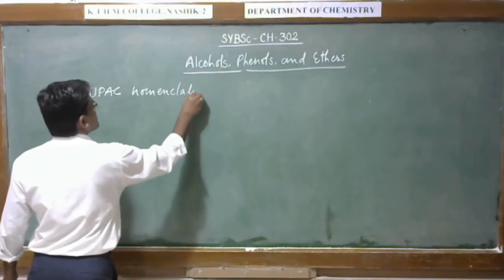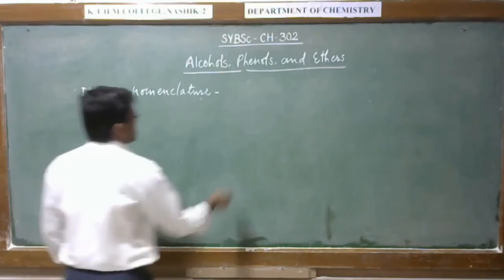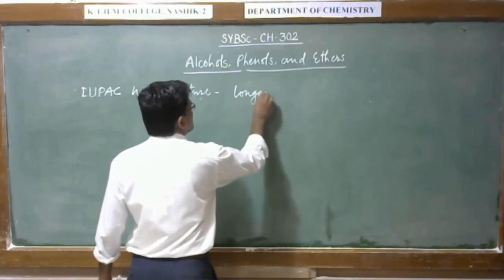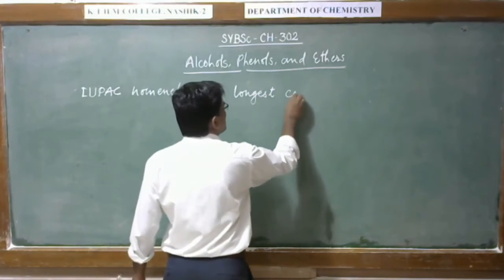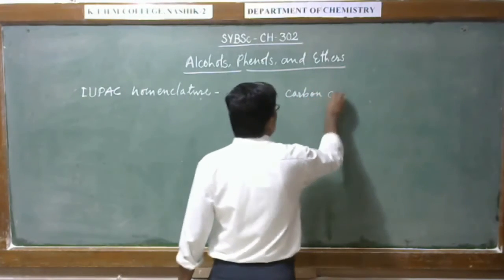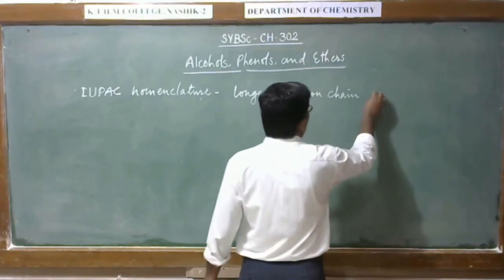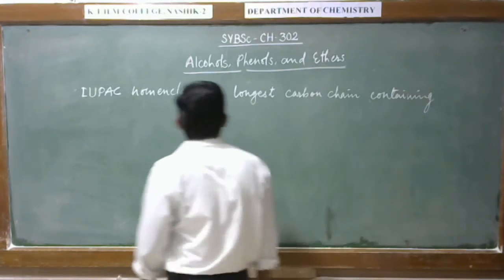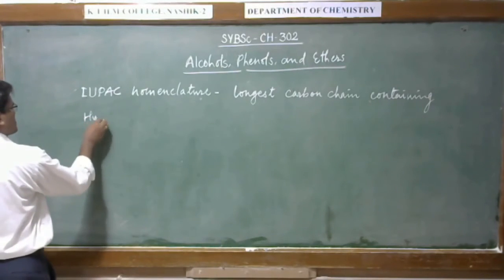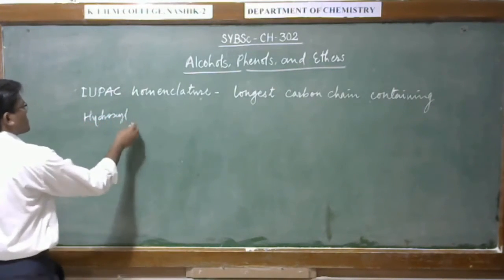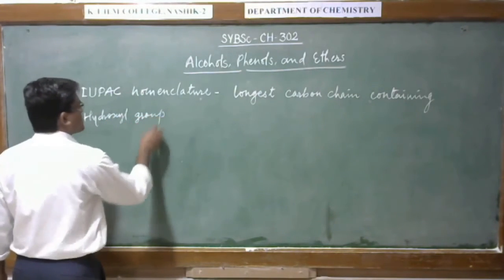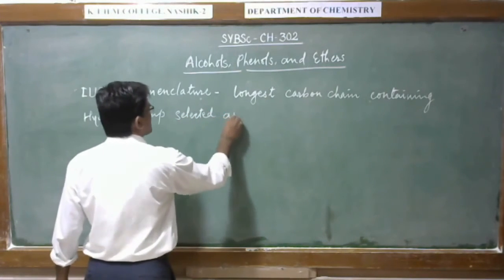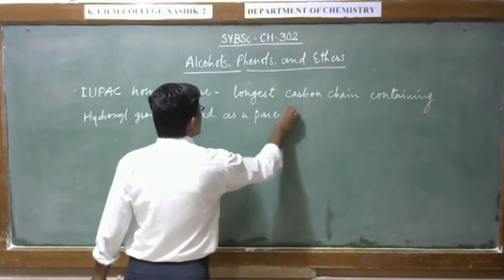Nomenclature. So the first rule is the longest carbon chain containing the hydroxyl group is selected as the parent hydrocarbon.